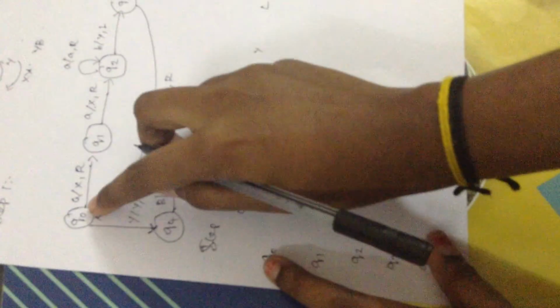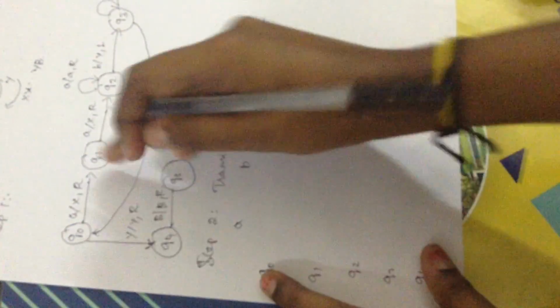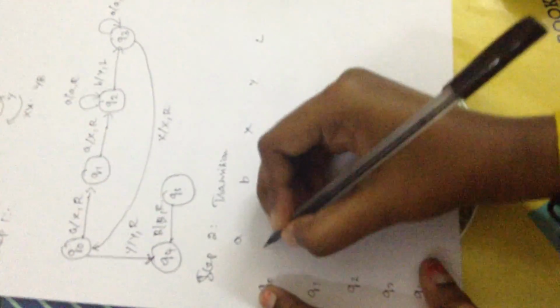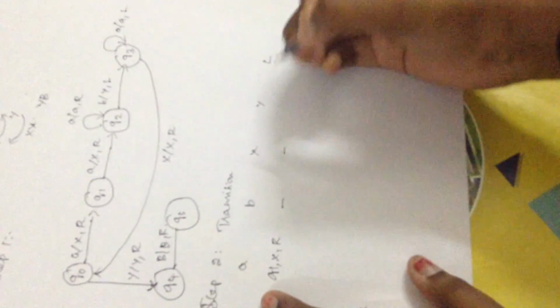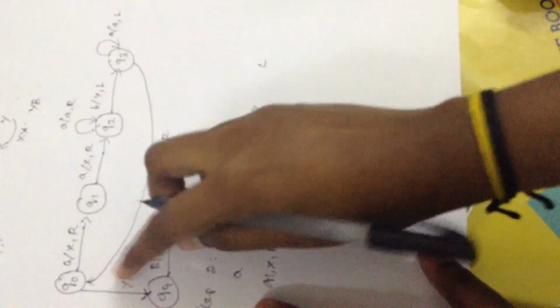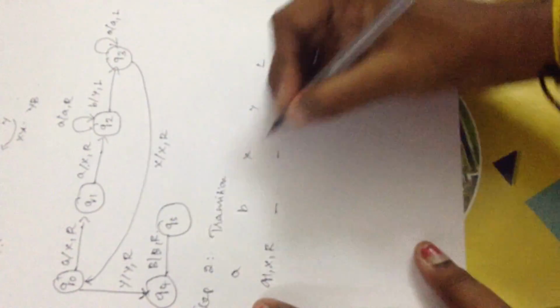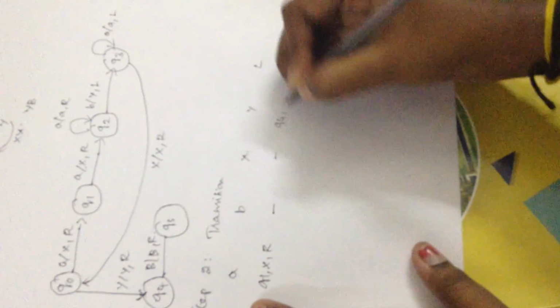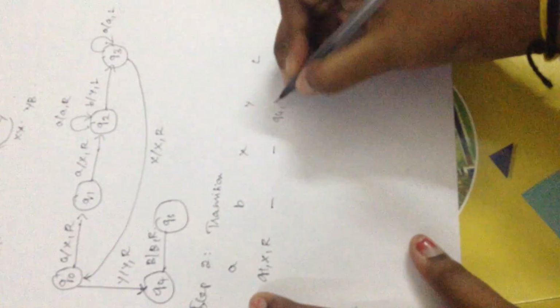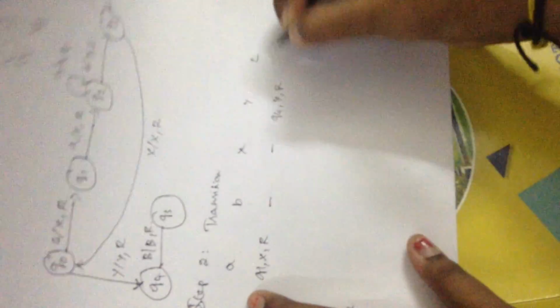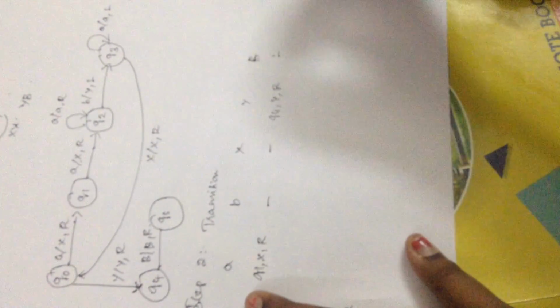In Q0 it reads the symbol a and converts that a into x, and moves to state Q1. There is no transition for b, and there is also no transition for x. On y, it reads the symbol y and moves to the state Q4, and it keeps the y as such, so we can write this. Blank, it has no transition.